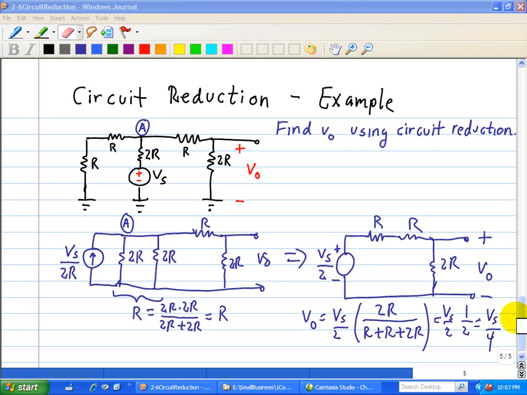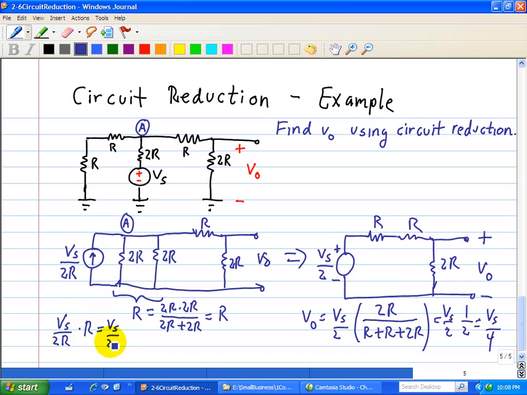Once again, let me clarify how we get this current source and convert it into this voltage source. So this is our current source, where we take this current source, Vs over 2R, and we multiply by this resistor combination R, and that leaves a voltage source of Vs divided by 2. And this voltage source is in series with the resistor that we calculate between this 2R parallel combination. So that's our resistor associated with that.